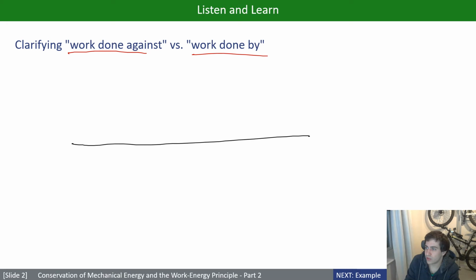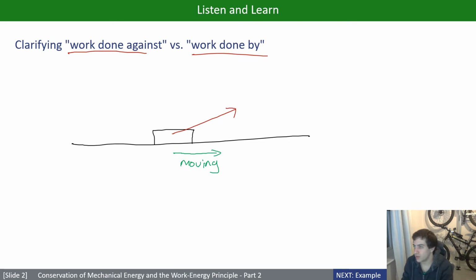Let's go again with objects on the floor. Let's say this green line tells me the direction it's moving. Let's say I apply the following force to the object, and it's some driving force, D. It's at some angle, and it's not horizontal in this case. So the question is: is this force an example of work being done by the force, or work being done against the force in some sense?